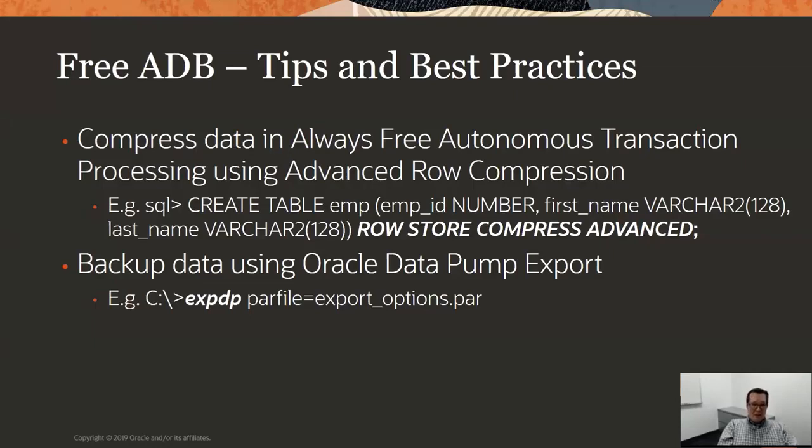In ADW, in Data Warehouse, hybrid columnar compression is actually on by default. So if you have an Always Free ADW instance and you're loading data into it, say 10 gigs of CSVs, and you go to the console and you see that you're only consuming 2 gigs of storage, it's because hybrid columnar compression is on by default in ADW.